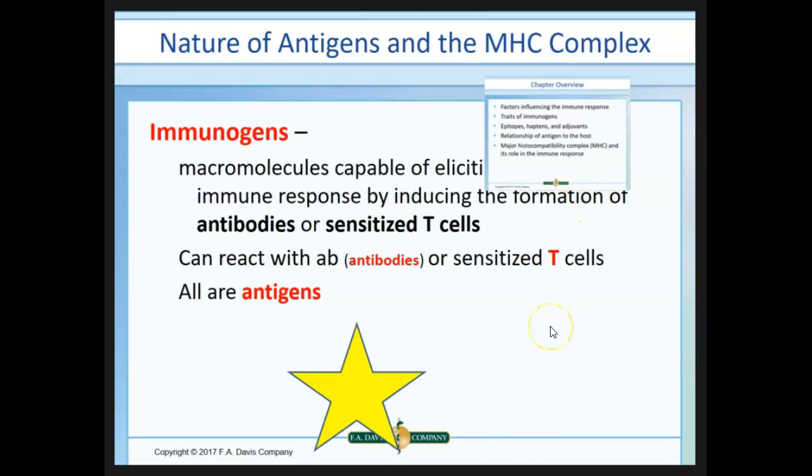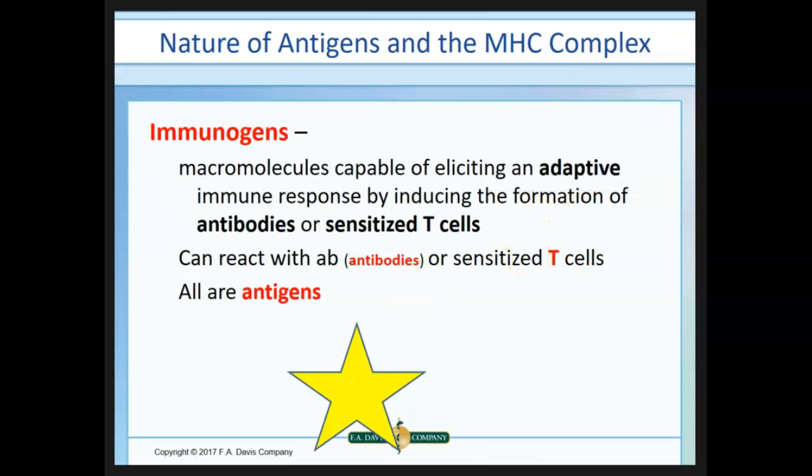Immunogens are macromolecules capable of eliciting an immune response. Immunogens are macromolecules, so large molecules capable of eliciting an adaptive immune response by inducing the formation of antibodies or sensitized T cells. We're going to talk more about sensitized T cells in this lecture. Immunogens can react with antibodies or sensitized T cells, and all immunogens are antigens.